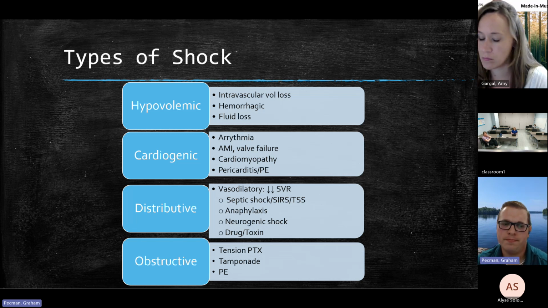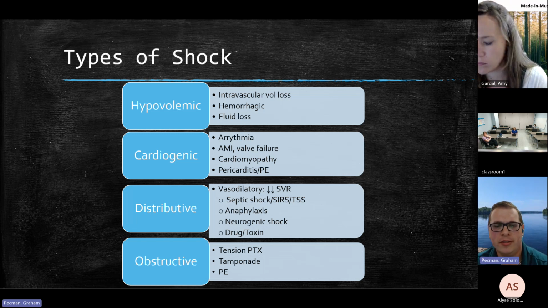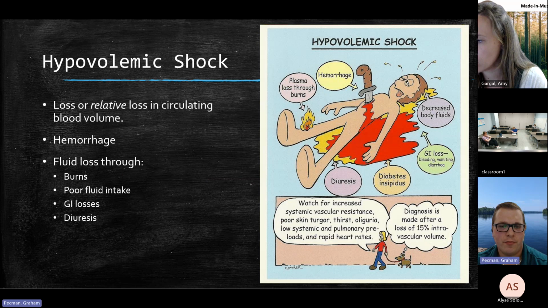Hypovolemia is probably the second most common type of shock. It's anything that results in intravascular fluid or volume loss, so hemorrhage, dehydration, things like that. And definitely the most common type of shock, which we'll talk about in a minute, is septic shock, a subtype of the distributive type. So we'll just jump right into it.